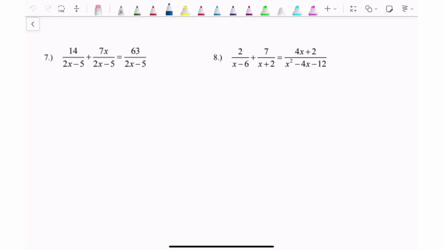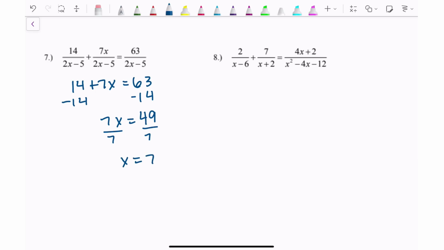So in number 7, I have a common denominator already, 2x minus 5 all the way across. So I'm just going to solve this equation as 14 plus 7x is equal to 63. Because if all the bottoms are equal, then the numerators also need to be equal. So I would subtract 14. This would give me 7x is equal to 49. And then I would divide by 7, and that leaves me with 7.